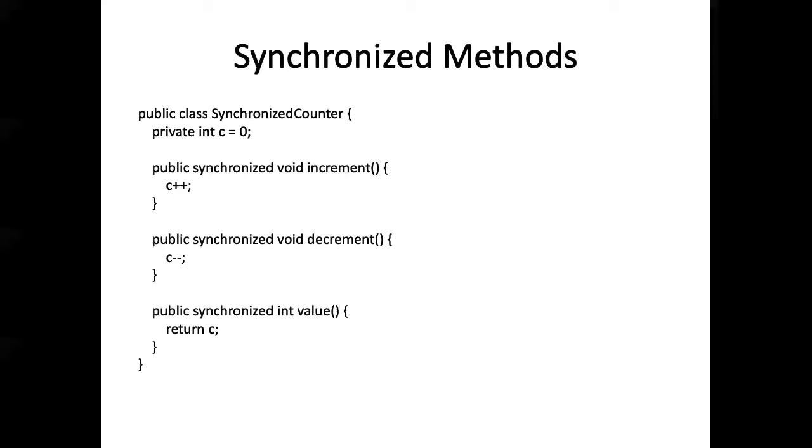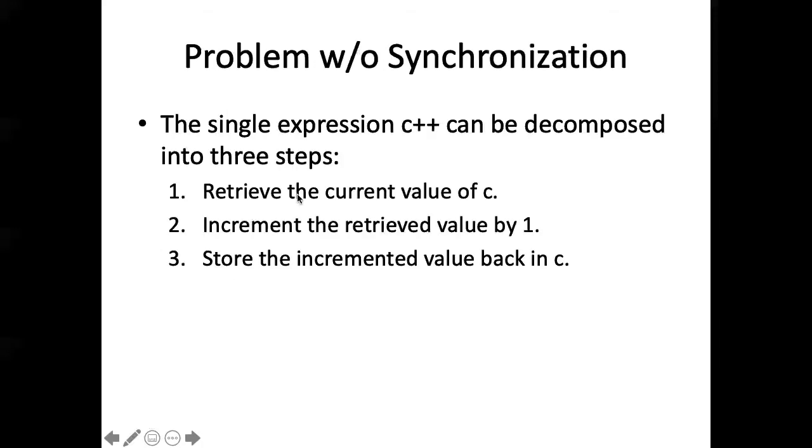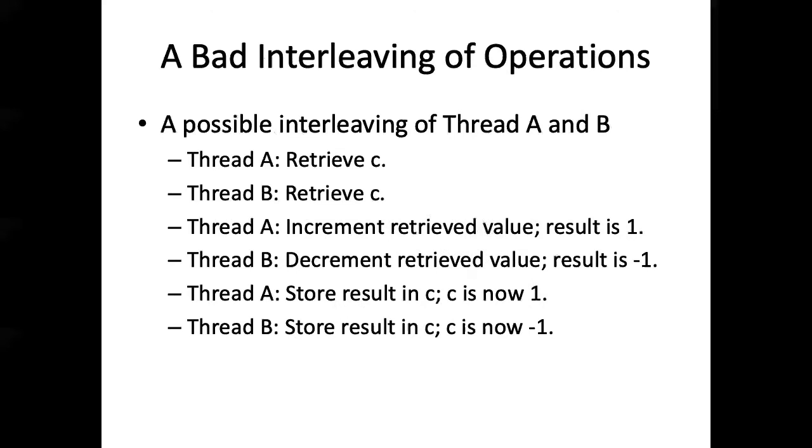So you might think, why is this necessary? Because this is a one-line function. Surely there couldn't be any problem with allowing one method to call increment and another a moment later to call decrement. But C++ and C-- aren't as simple as they look. In fact, they involve 3 steps: a retrieving of the current value, an increment or a decrement of the retrieved value by 1, and then a store back to that variable. So let's say you don't use synchronized methods. Here is what could happen.